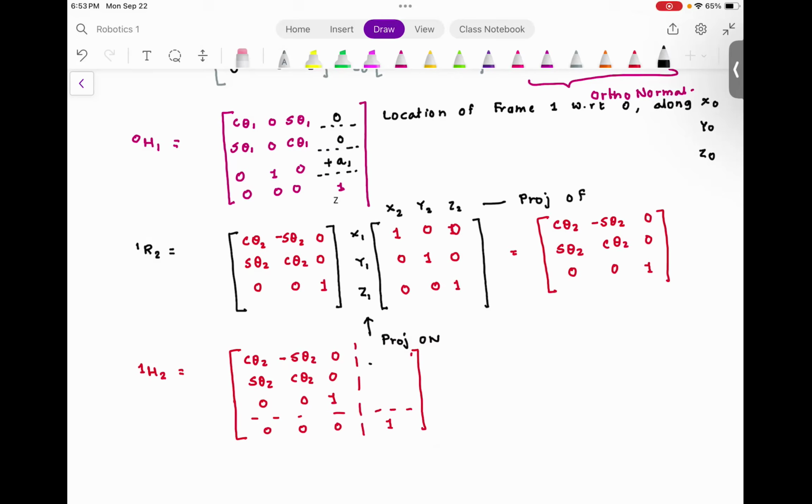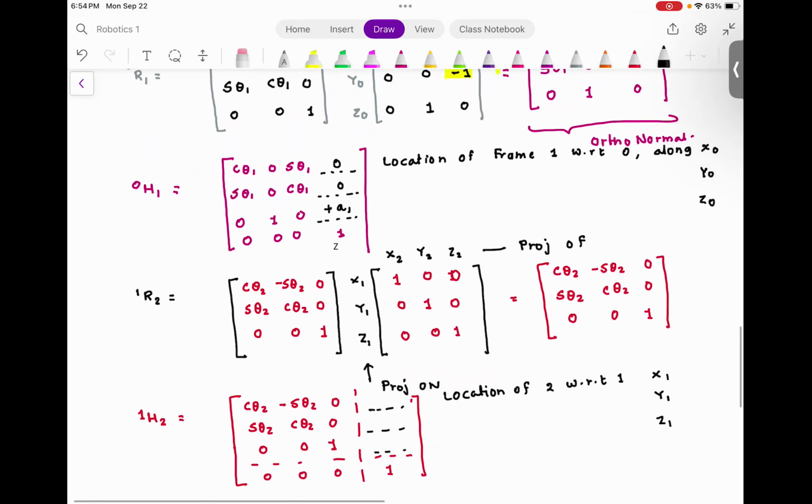Now here, I'm going to rewrite this just for clarification. This is the location of 2 with respect to 1 along x1. Location of 2 with respect to 1 along y1. Location of 2, which is location of frame 2 with respect to 1 along z1.